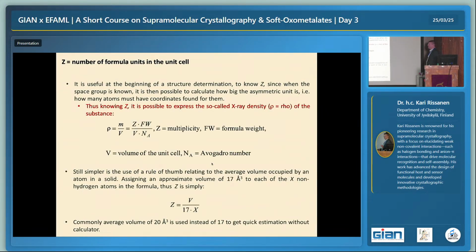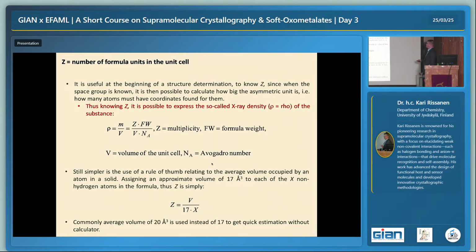And now here is some simple mathematics which will help you to figure it out. What do you have in your hand? This is really a more practical tool already: Z is the number of formula units in the unit cell. So if we have, let's say, ibuprofen, and we now know that there are 4 ibuprofen molecules in the unit cell, it means that Z equals 4. And this is very useful at the beginning of the structure determination to know this.